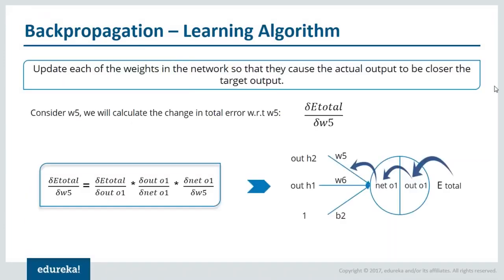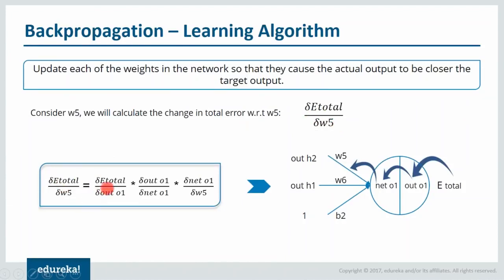Next up, we need to update the weights so as to decrease this error. What we're going to do is first calculate the change in total error with respect to any of the random weights. We'll take W5 for example, just to show you. So we're going to calculate the change in the total error with respect to the weight W5. We're going to apply the chain rule here.